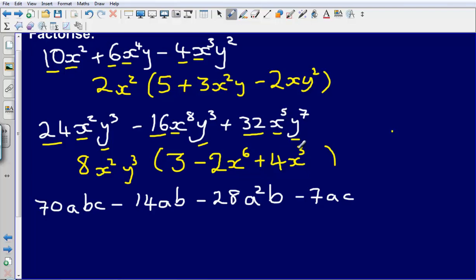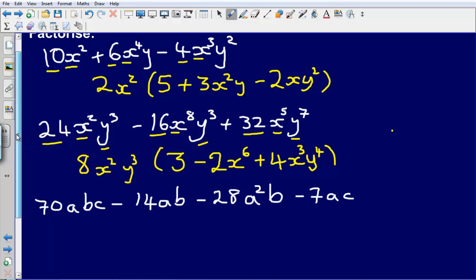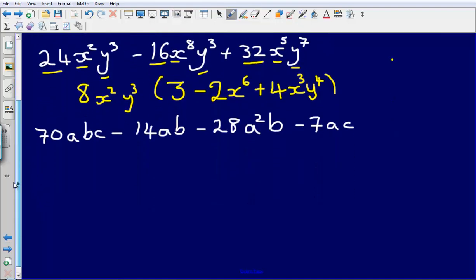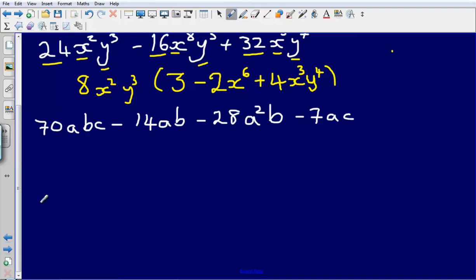If you're not sure about these ideas, I suggest you take a look at the indices video that's also on the channel. And then lastly, y cubed to reach y to the power of 7. That's going to be y to the power of 4. So the final answer there would be 8x squared y cubed on the outside of the bracket, then inside the bracket 3 minus 2x to the power of 6 plus 4x cubed y to the power of 4.